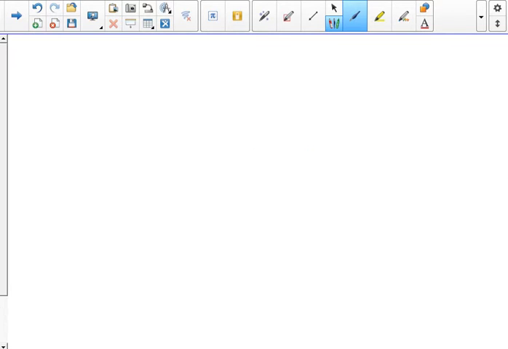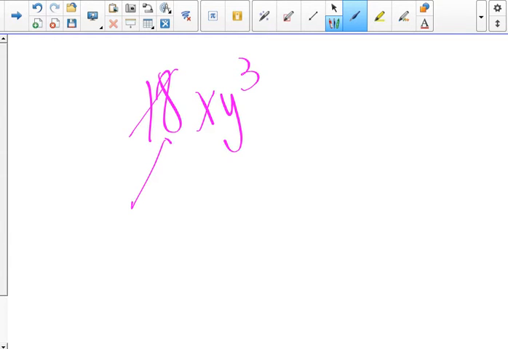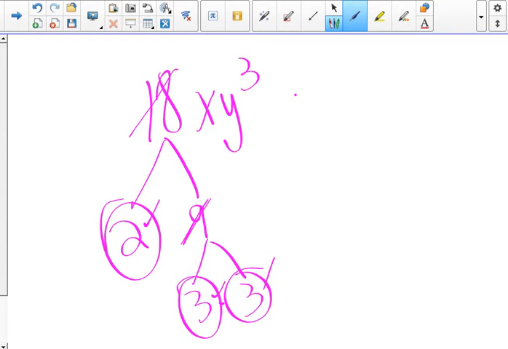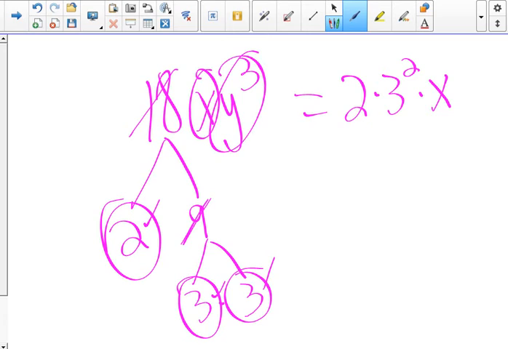So let's go to the next page again. 18xy cubed. Well, 18, prime factorization, 2 times 9. 9 is not prime. 9 is 3 times 3. Now everything here is prime. So we've got 2 times 3 squared. So 18 is 2 times 3 squared. And I'm just going to leave these in powers, and you'll see why in a minute, times x times y cubed. All right? Everybody see that one? So 2 times 3 squared times x times y cubed.